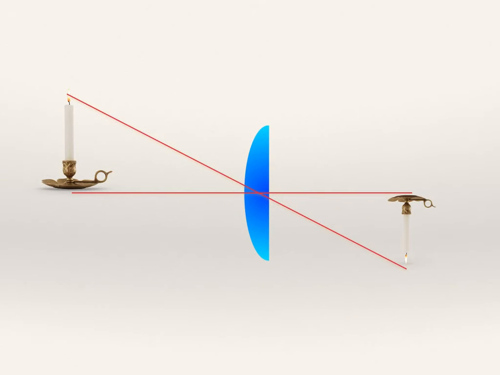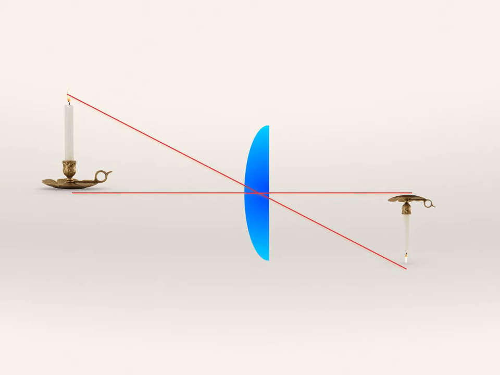So this is an example of an object to the left, an image to the right, and the lens in the middle. That's not what the problem was that we were just given. In the problem we were just given, both the object and the image were to the left. But I want to show you some lines here.